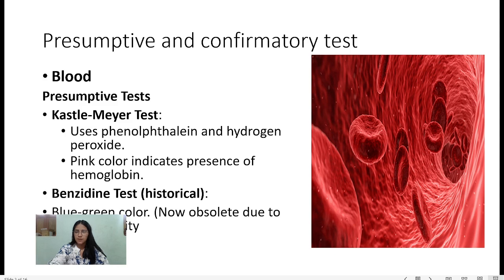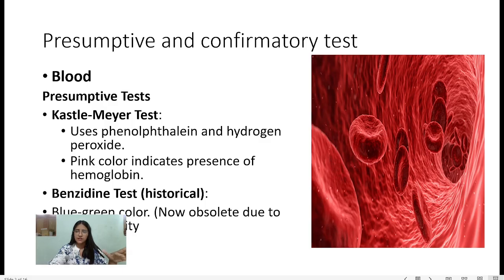The basic principle of this test is that it is based on the peroxidase-like activity of hemoglobin. Hemoglobin catalyzes the breakdown of hydrogen peroxide and releases oxygen, which oxidizes phenolphthalein to a colored chemical. So this is the basic principle of the Kastle-Meyer test.